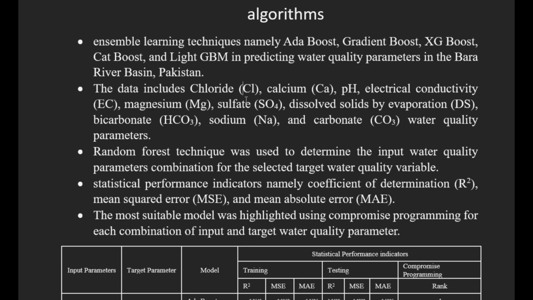The input variables were run through the random forest technique to select the most appropriate combination of input parameters for the target variable. Once this process has been completed, statistical performance indicators like R square, mean square error, and mean absolute error were selected to assess the model performance. Later, compromise programming was carried out based on the statistical performance indicators to rank the models.